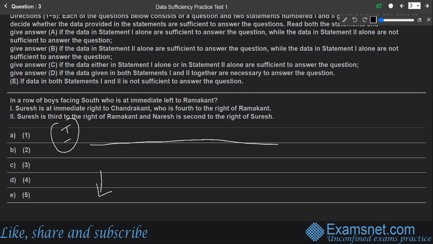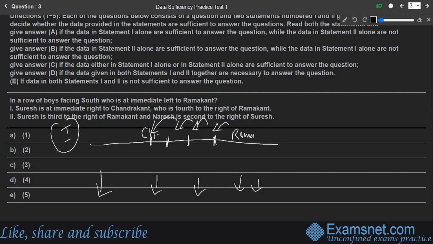People are facing south, so let's take this as the south direction. We are checking statement number 1 only. It says Suresh is at immediate right to Chandrakant, who is 4 to the right of Ramakant. So clearly we'll have to place Ramakant first, and only in his reference can we answer the question. Chandrakant is 4 to the right of Ramakant. So this will be first right of Ramakant, second right, third right, and 4 to the right of Ramakant will be Chandrakant.